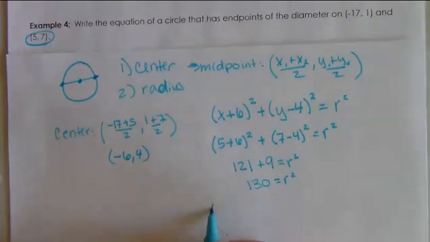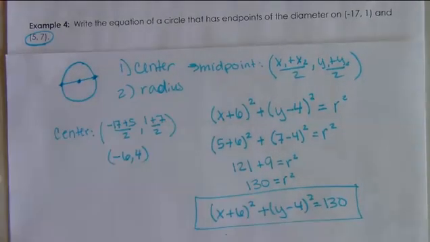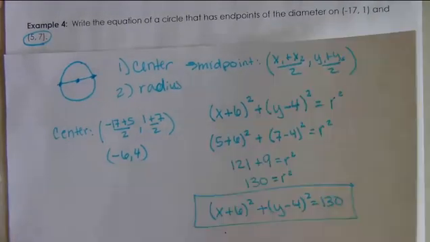So final answer, ladies and gentlemen, x plus 6 squared plus y minus 4 squared equals 130. Boom. Okay, one more.